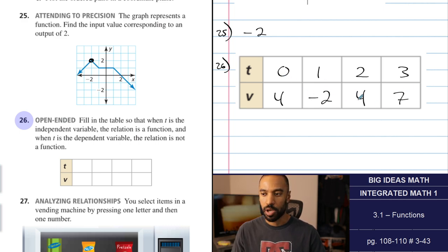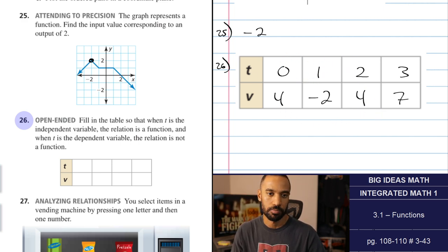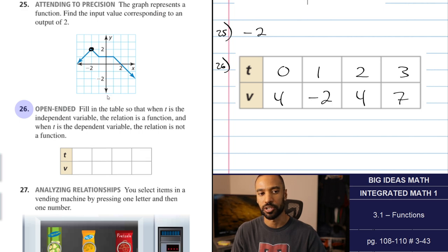4, 0, negative 2, 1, 4, 2, 7, 3. 4 is a repeated input with different outputs of 0 and 2. And that's the open-endedness of function versus not a function.